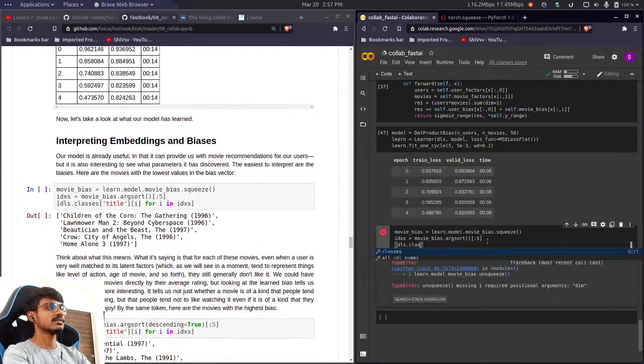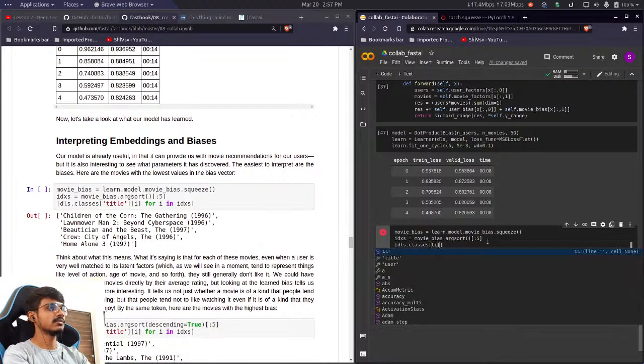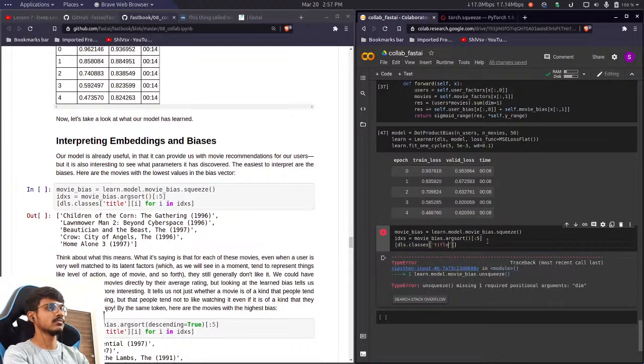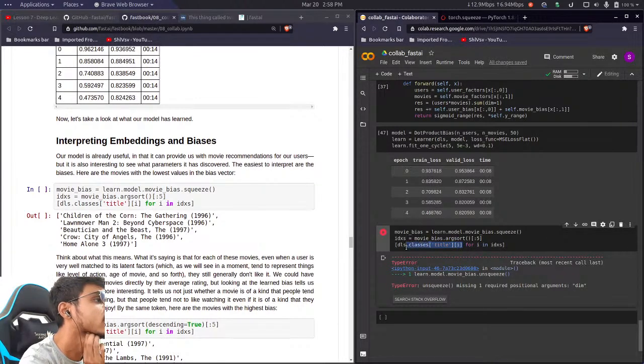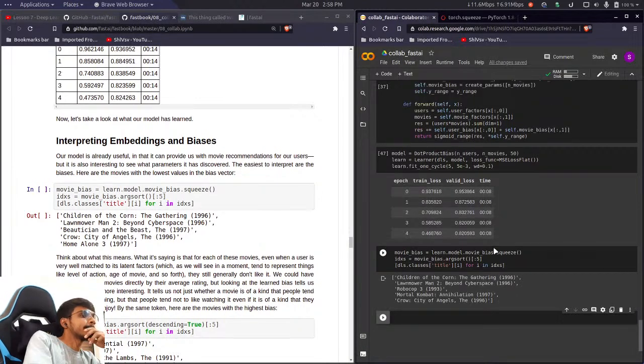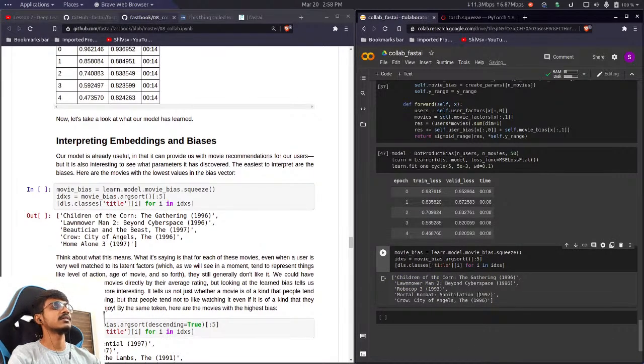We do dls dot classes and we select the title. The destructuring: for i in indexes, get the title at that index and show the titles. So these are the movies which contain the lowest bias.